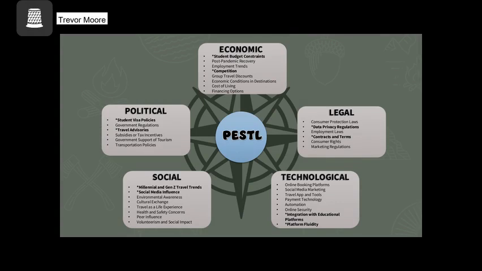We are going to wrap this part of the presentation up with a PESTLE analysis. Similar to the SWOT, there are two subcategories within each component that are highlighted. These are what we will focus on as we believe they're the most important. Starting off with political, we have student visa policies and travel advisories.